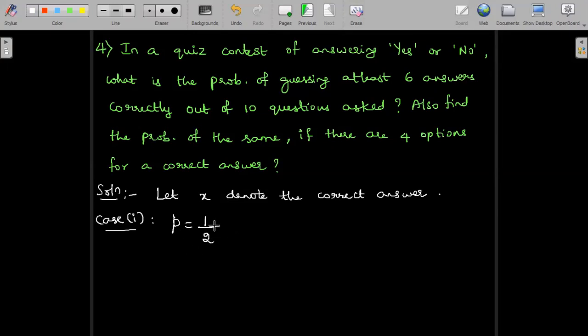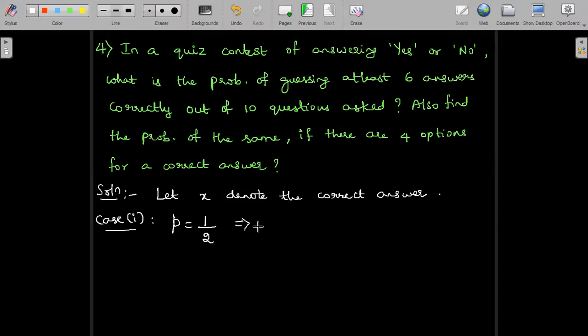There are only 2 possible outcomes. All possible outcomes is 2 only, yes or no. So that is why the denominator is 2. The numerator is 1 because we are looking forward to a correct answer out of the 2 choices. So number of favorable outcomes divided by number of possible outcomes. Using the basic definition of probability, we are able to write down the P value.